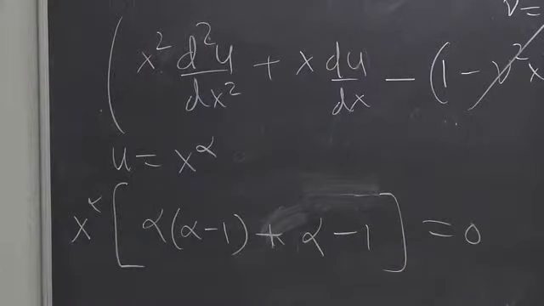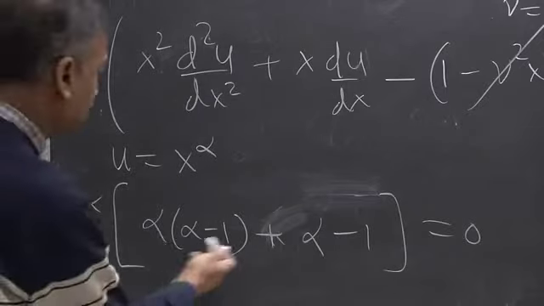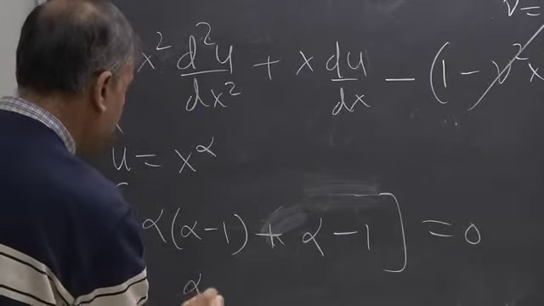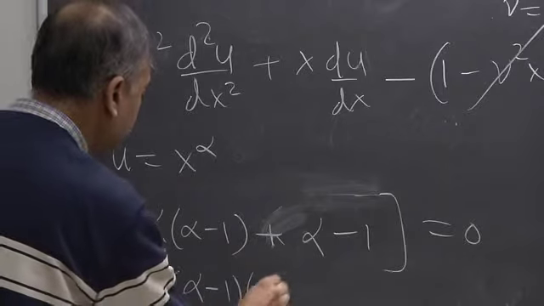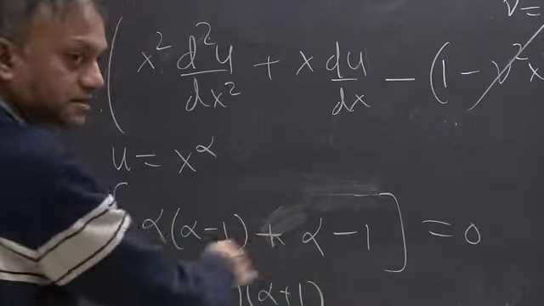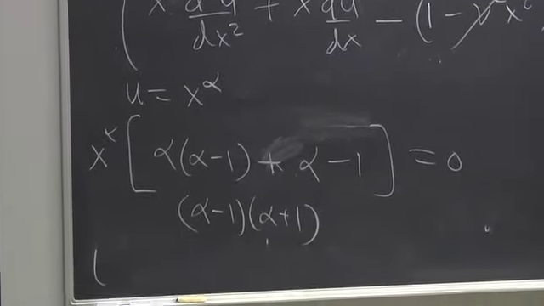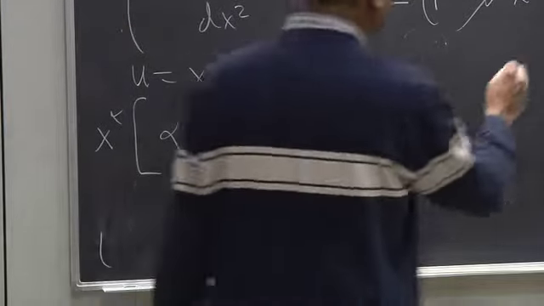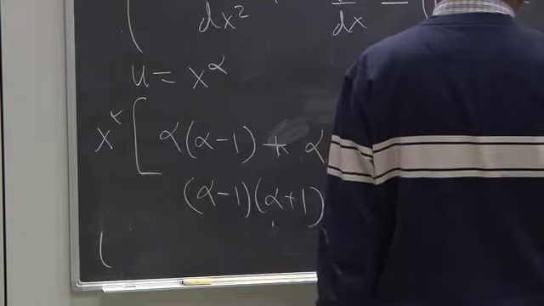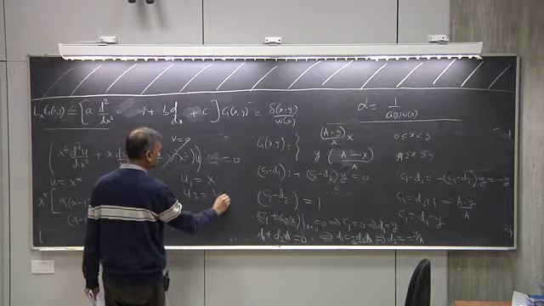A very simple equation, right? So you can see that this is the same as alpha minus 1 times alpha plus 1, this combination. So the two solutions are alpha equal to plus 1 and alpha equal to minus 1. So you can choose, say, u1 equal to x and u2 equal to 1 over x.